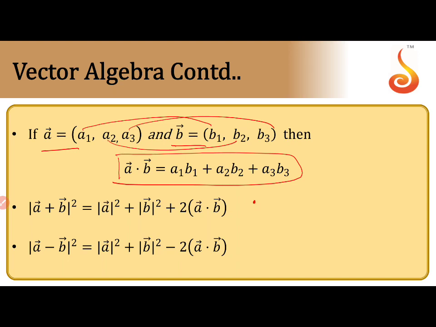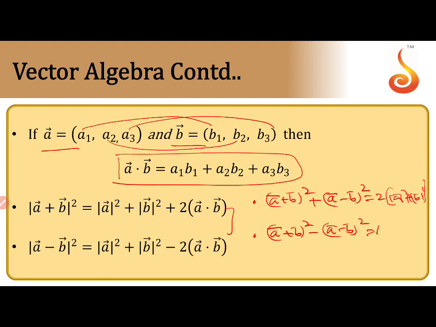Next, some more you can remember. If you add A bar plus B bar whole square and A bar minus B bar whole square, it is 2 times modulus A square plus modulus B square. So sometimes you can use this as a short, time saving result. If you subtract A bar plus B bar whole square minus A bar minus B bar whole square, you will get 4 A dot B. If you add both, the 2 A dot B cancel, leaving 2 times A square plus B square.